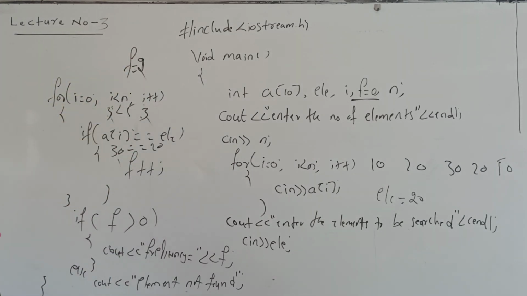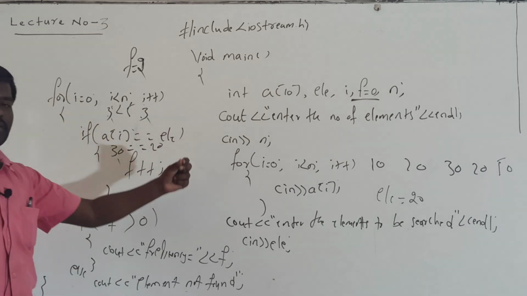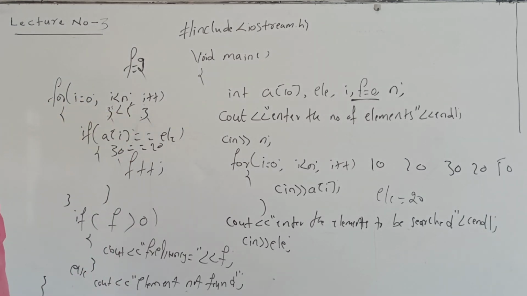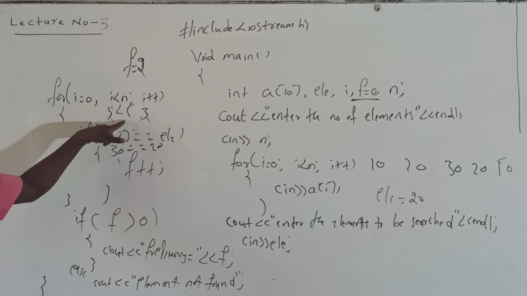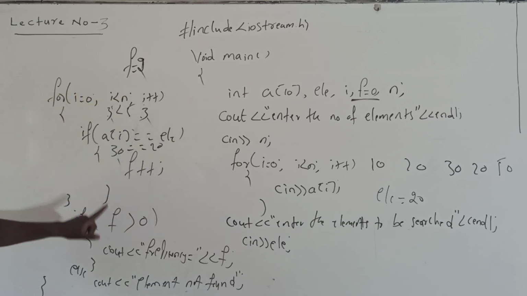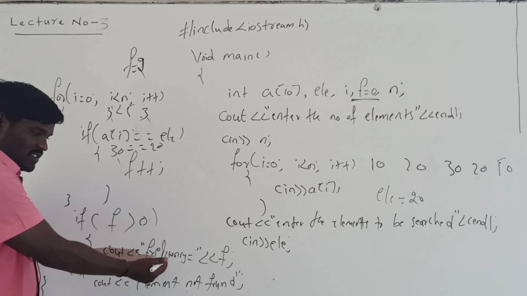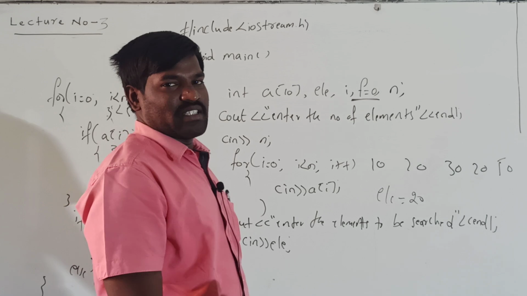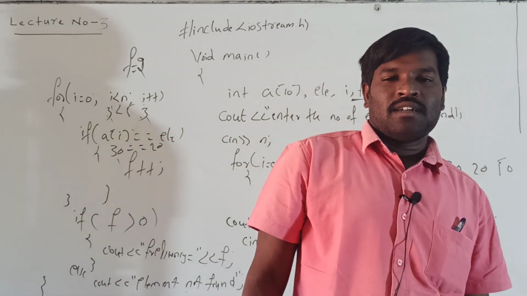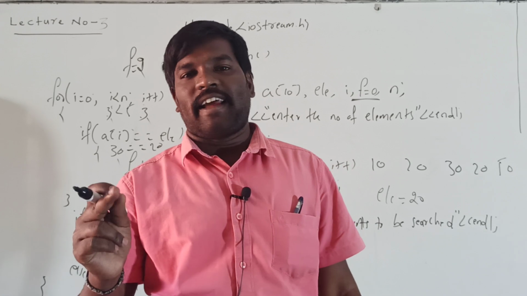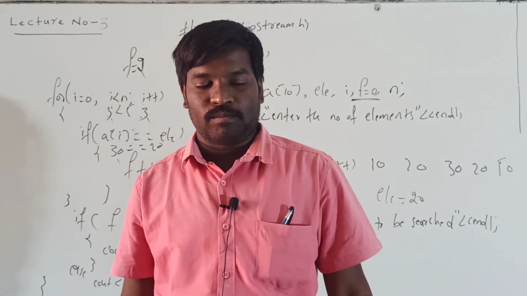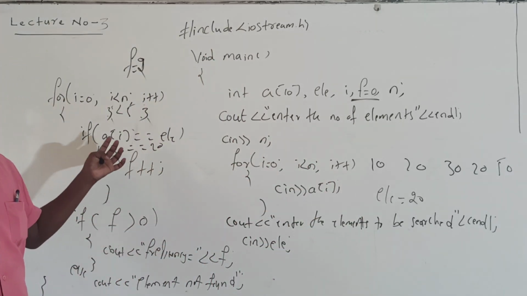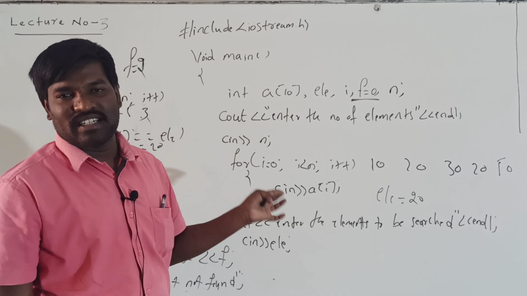4 is less than 5. Condition is true. A of 4 is 50. 50 is equal to 20? False. Next, I will be incremented to 5. 5 is less than 5? Condition is false. Here the f value is 2. 2 is greater than 0, the condition is true. Frequency is equal to 2. So one thing we have to remember is that frequency of an element means how many times the searching element is present in the given array. Okay. So this is the example using a single dimensional or one dimensional array.